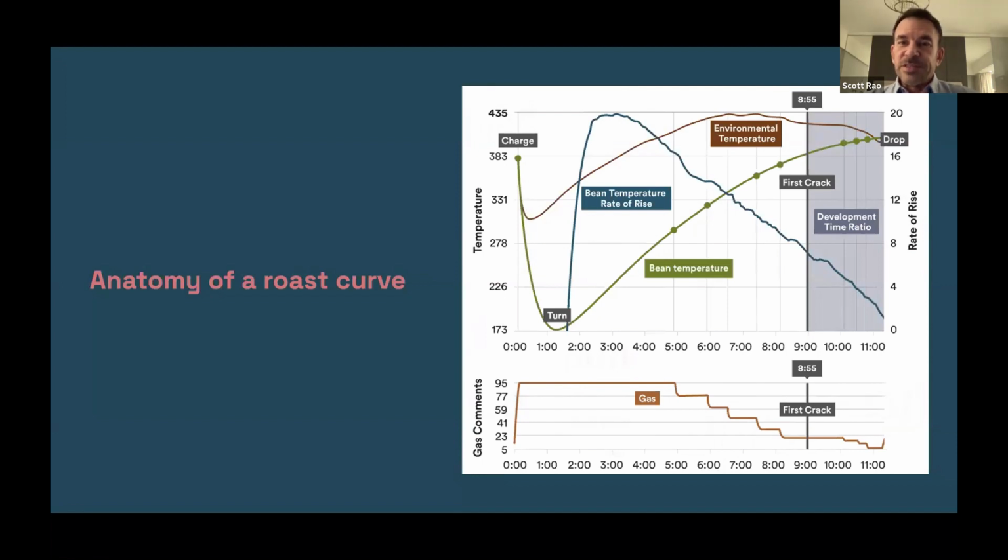The red curve is the environmental temperature. This is generally believed to be the temperature of the air as it leaves the machine. The bottom graph is the gas settings used during a roast.